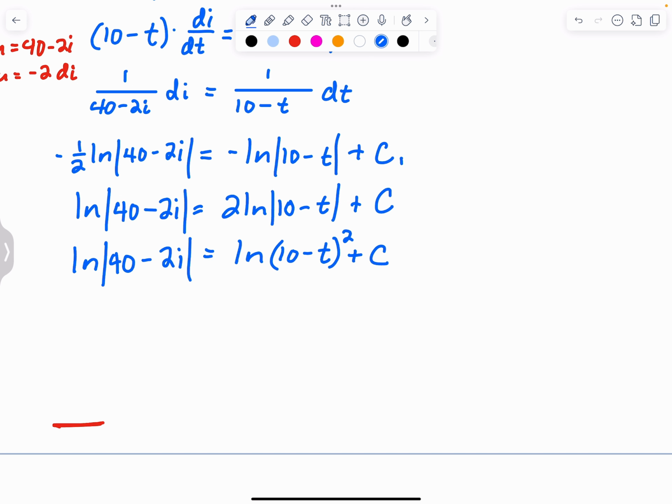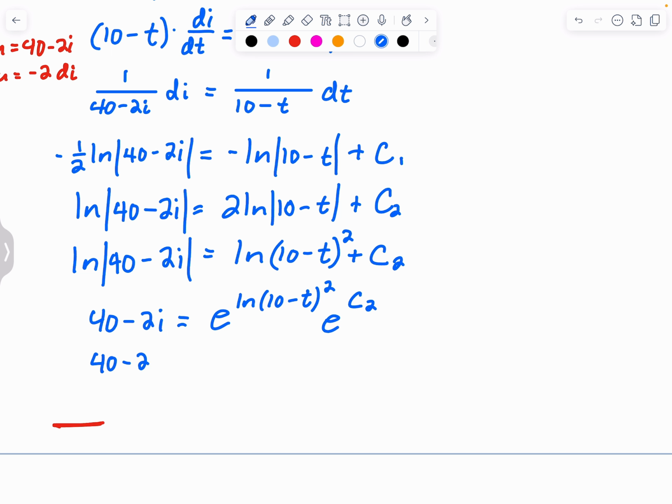Right, now we could take e to both sides. So I'm going to get 40 minus 2i equals, and remember if I do an e here, I can split it. I'm going to get a big C, I'm going to call this C2. So I'm going to get e to the ln of 10 minus t squared times e to the C2. That's taking both of them. Remember the plus, I can add those back together to get to the line above. So this gets me 40 minus 2i equals, and I'm just going to call that C now. And then we know that that ln there also comes down. I could have done that, but I wanted to show you where that was at. So that's what we get there.